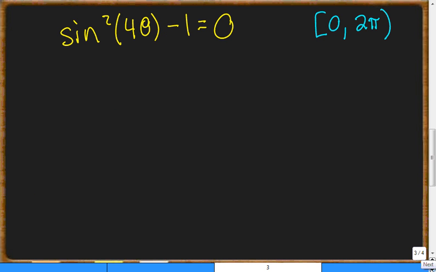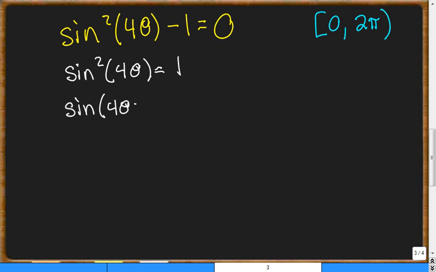For our last example, we've got the equation sine squared of 4 theta minus 1 equals 0. And we're only looking at the options on the unit circle. So again, we've got to isolate sine first. So we're going to get sine squared of 4 theta equals 1. If we take the square root of both sides, we'll have sine of 4 theta equals positive or negative 1. So we've got lots of options here.